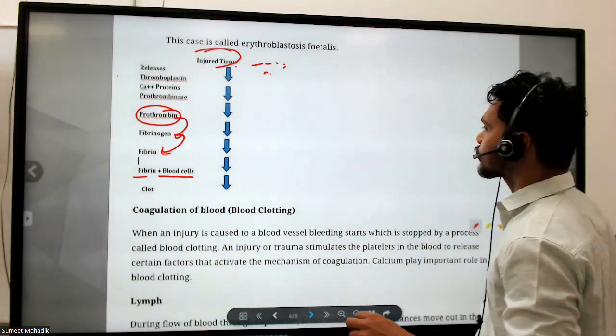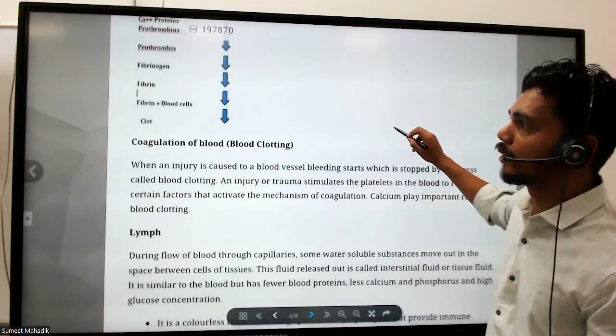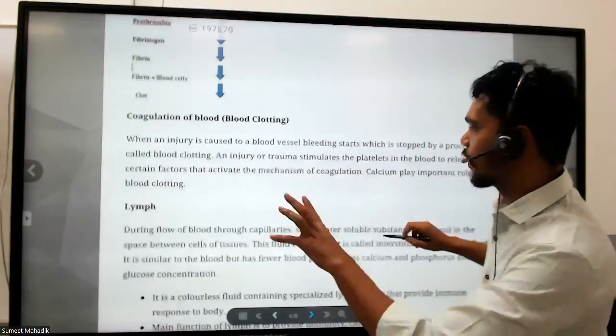Okay, we will see the video of the clotting. Just one second before that.